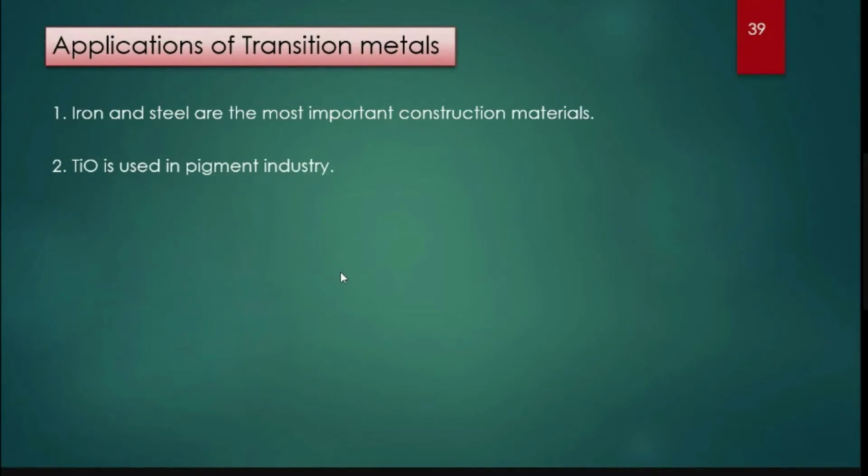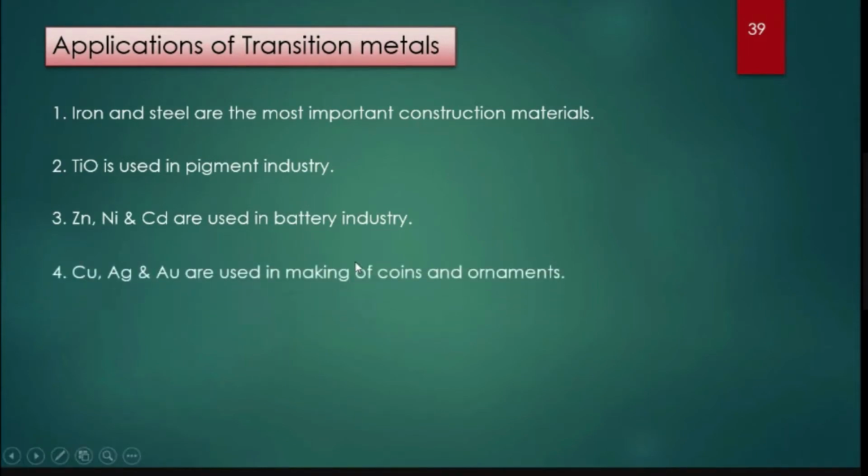Titanium monoxide is used in the pigment industry. Pigments are the coloring matters. They are responsible for particular coloration. So in those pigment industries, titanium monoxide is used. Zinc, nickel and cadmium are used in the battery industry. Here in the battery industry, in order to manufacture electrodes, they are going to use zinc, nickel and cadmium.